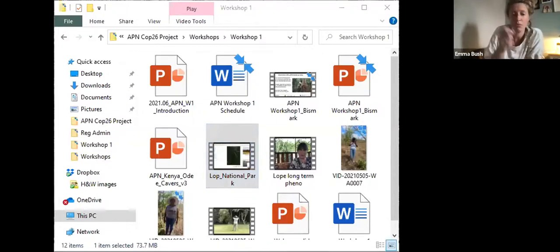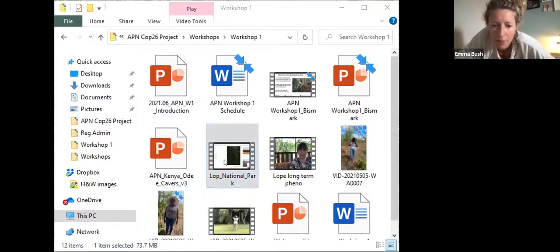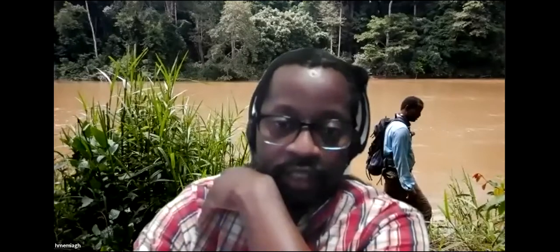Lope National Park is one of the 30 national parks of Gabon. This park covers four of the nine provinces. I'm not seeing the presentation. I can hear it but not see it. Sorry, just bear with us while we sort that out. Everyone, sorry about that. It just seems to be when I go into the video itself, the sharing is stopping. So you have to open the video and then share that. I'll give that a try. Thank you.